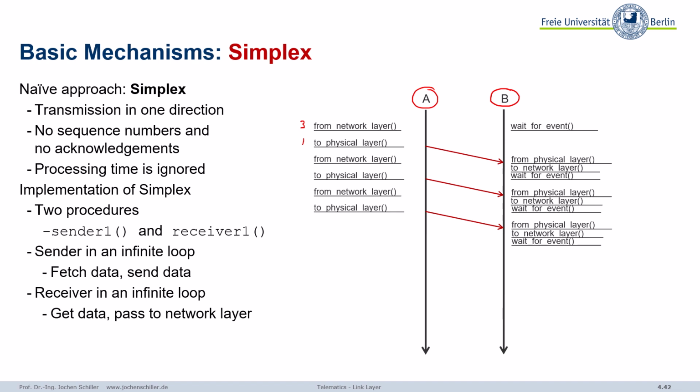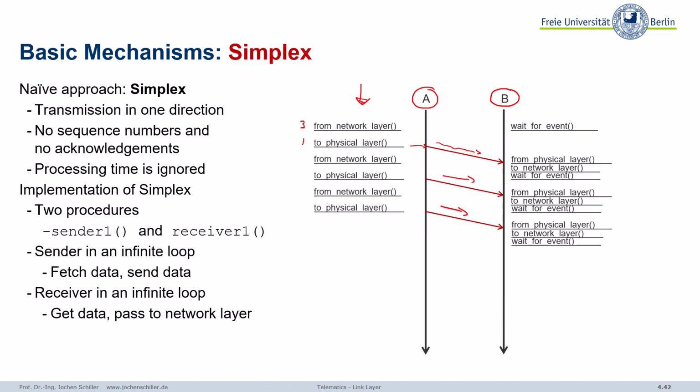So we start with a simple example, and we indicate this here. So if it goes to here, our physical layer, then we send the data from A to B. So transmission here in this example is only in one direction. Simple example. We do not number the packets. We have no acknowledgements. We ignore the processing time. So it's very simple. We have the procedure sending something, receiving something. That's an infinite loop, as you see here on the left side. So we fetch some data from the network layer and we give it to the physical layer, and then we send it over.